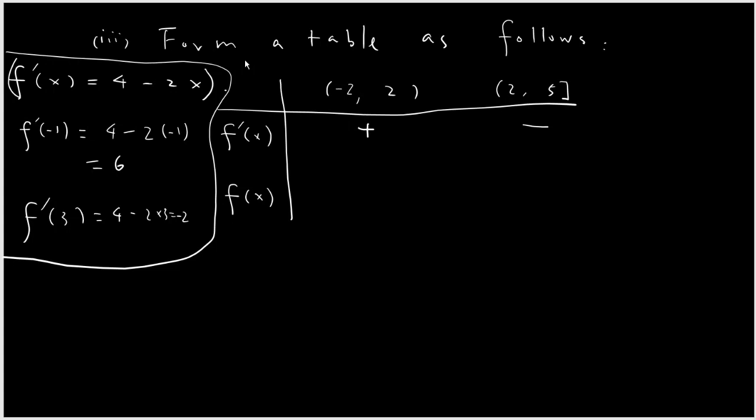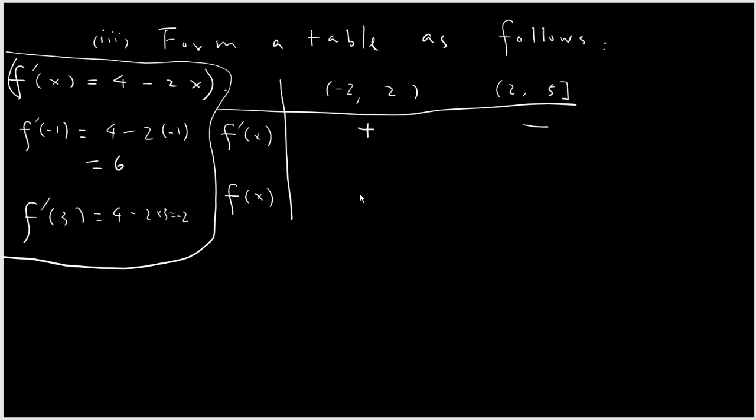We have seen the derivative of the function is positive on the interval from -2 to 2. The derivative of the function is negative. Did I say something wrong? So now let me try again. The derivative of the function is always positive on the interval from -2 to 2. The derivative of the function is always negative on the interval from 2 to 5.